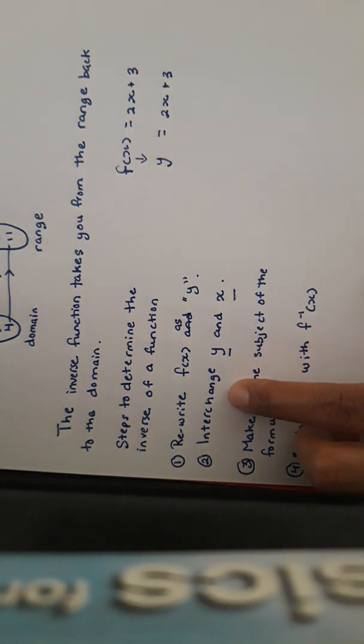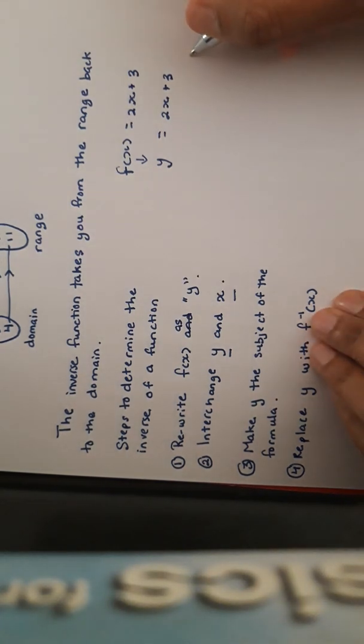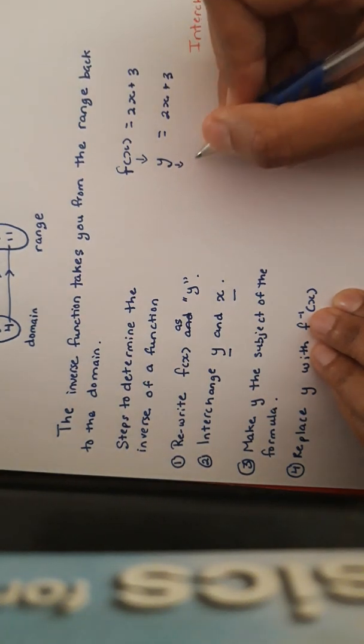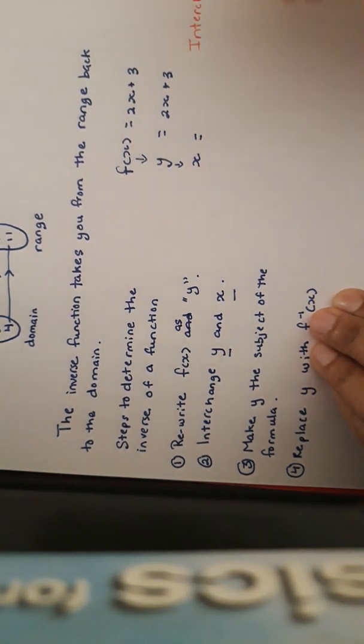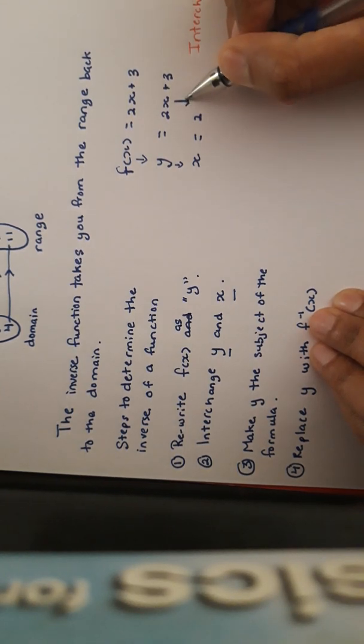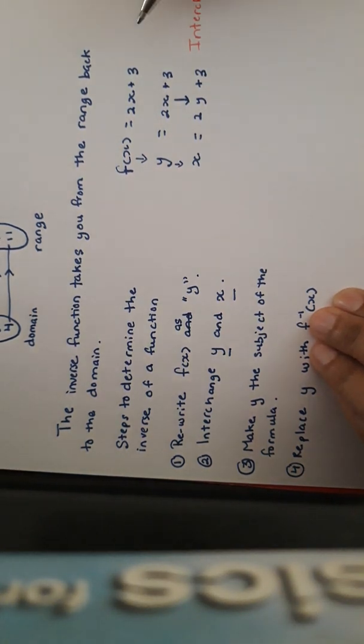Step 2 now says to interchange y and x. That means everywhere we have the letter y, we're going to rewrite it as x, and everywhere we have the letter x, we're going to rewrite it as y. So this becomes no longer y, but x is equal to not 2x, but 2y plus 3. So we've done step 1, we've done step 2.